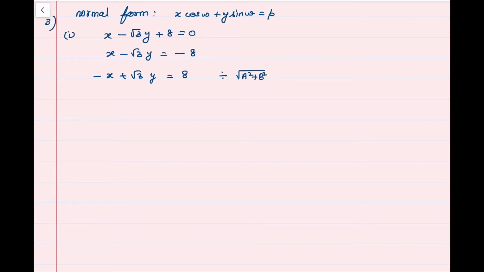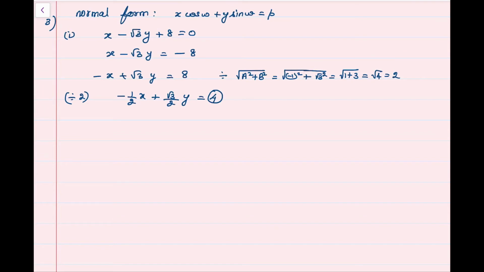Remember, to change the general form to normal form, you have to divide the whole equation by root of a square plus b square, which is root of a is the coefficient of x, minus 1 the whole square, plus b is the coefficient of y, which is root 3 square. Root of 4 is 2. We will divide the equation by 2. Minus half x plus root 3 divided by 2 y is equal to 4. This is p value, which is length of the normal.